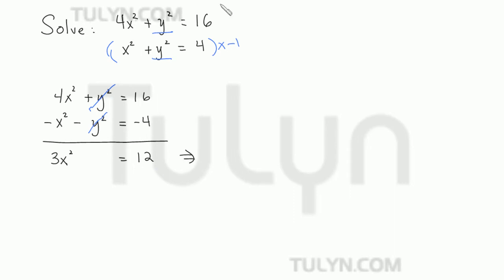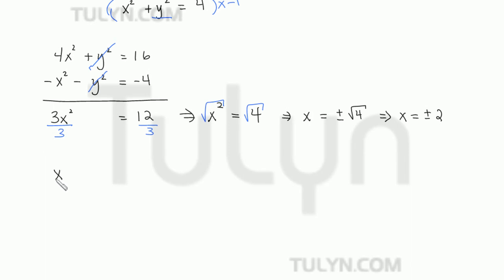So now, solving for x, we divide both sides by 3, which means x squared is equal to 4, and then finally the last step for solving for x is to take the square root of both sides. So we get x is equal to plus or minus the square root of 4, or x is equal to plus or minus 2. So now we have two possible values for x, right? We have x is equal to 2 and x is equal to -2.